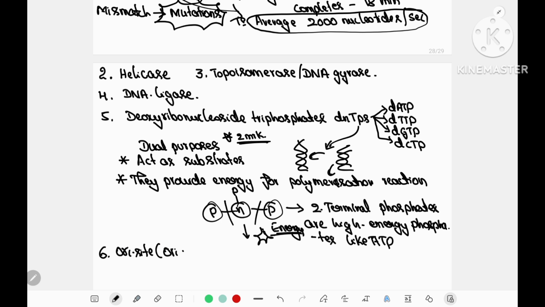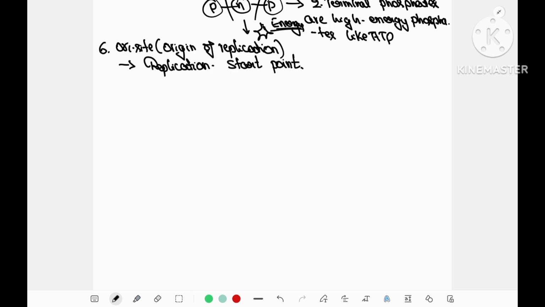And the sixth requirement is ori site or origin of replication. This is the site at which actually the process of DNA replication starts, or replication start points are called the ori sites or origin of replication. They are found to be very important during the recombinant DNA technology process. So we will be discussing that also.